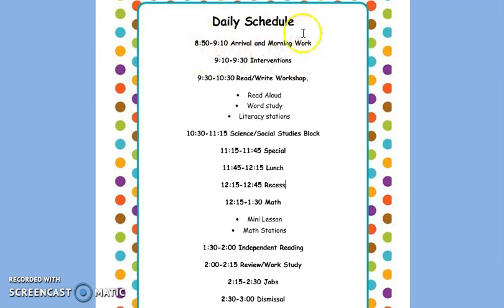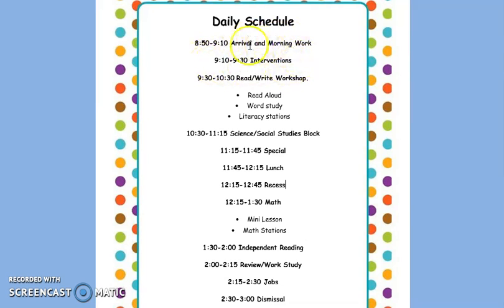At 8:50 to 9:10, this is when students arrive. They come into class, unpack their bags, check in their homework, sharpen their pencils, and then get to work on their morning work. Morning work is posted on the board, and most of the time it is a worksheet of a spiral review of different content that we will be working on for this week's lessons.